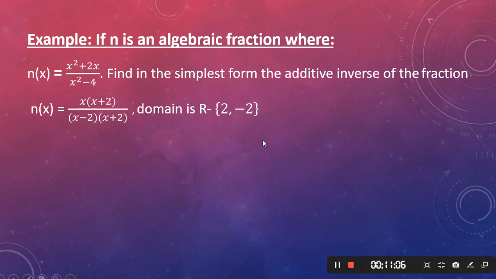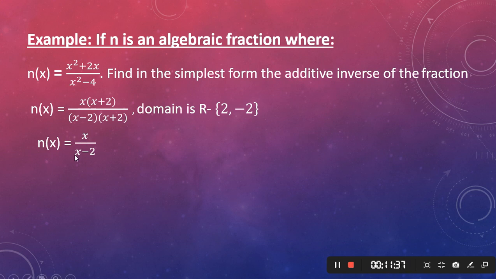What is the domain? Domain equals, look to the denominators. Here x equals 2 and there x equals negative 2. So the domain equals R minus the set of 2 and negative 2. Cancel the common factor. So n of x equals x over x minus 2. This is n of x. What about the additive inverse? The additive inverse.